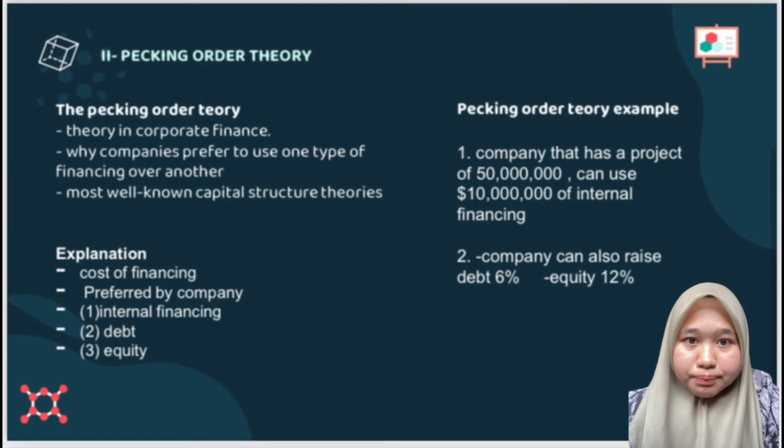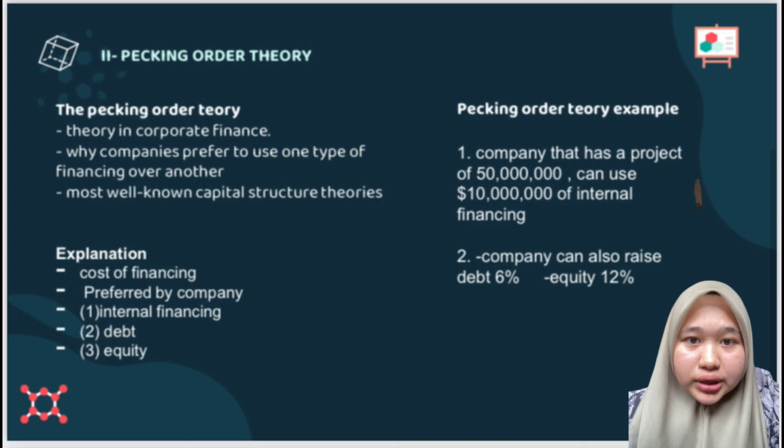I will continue with the pecking order theory. The pecking order theory of capital structure is a theory in corporate finance. The theory tries to explain why companies prefer to use one type of financing over another. The main reason is that the cost of financing tends to increase when the degree of asymmetric information increases. The pecking order theory is one of the most well-known capital structure theories. It provides an explanation of why the capital structure of companies is dominated by debt.